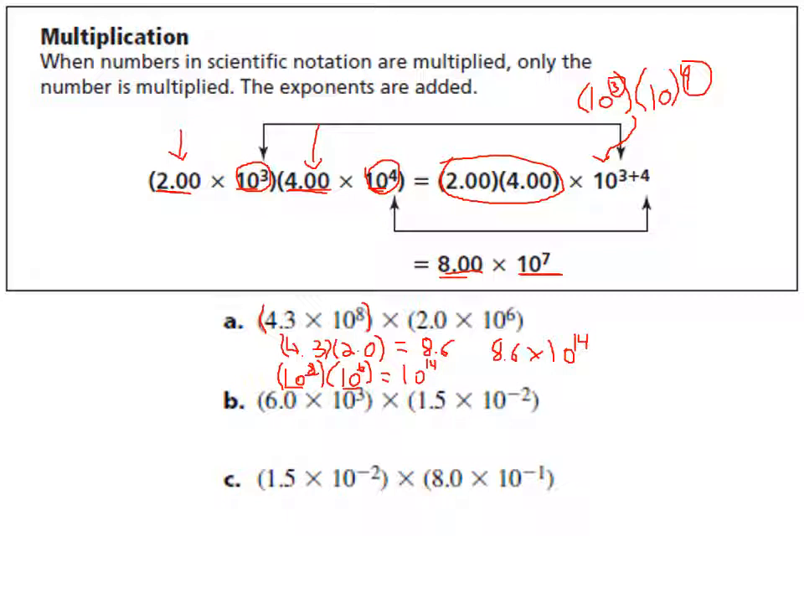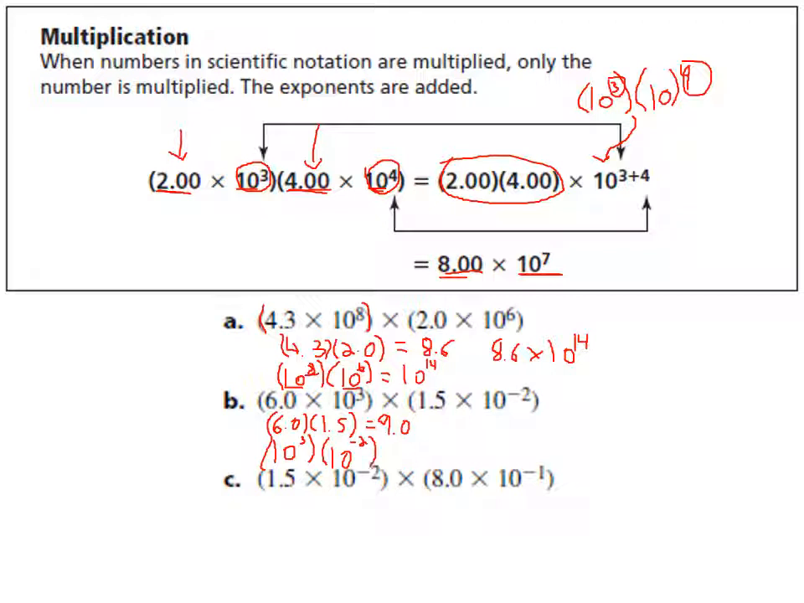So again, our first step is to do the multiplication. So 6.0 multiplied by 1.5, and that's going to be 9. And we'll do 9.0 because it's two significant figures. And then we have to do our 10 to the power of 3 multiplied by 10 to the power of negative 2.